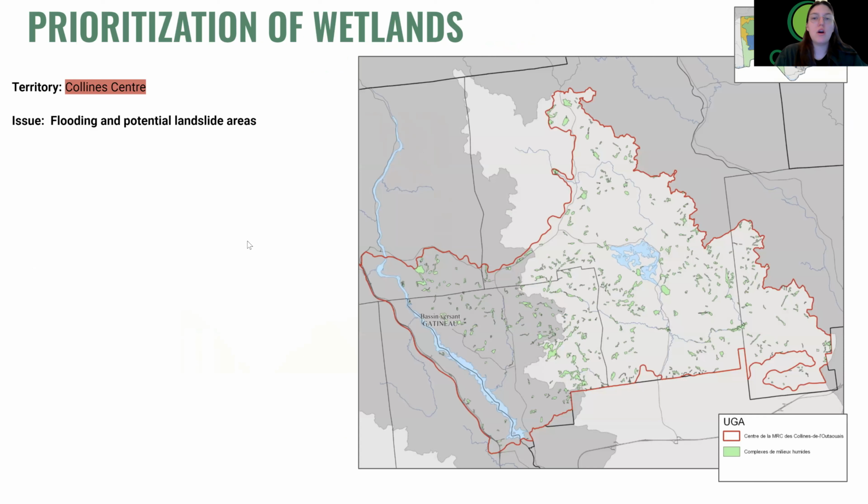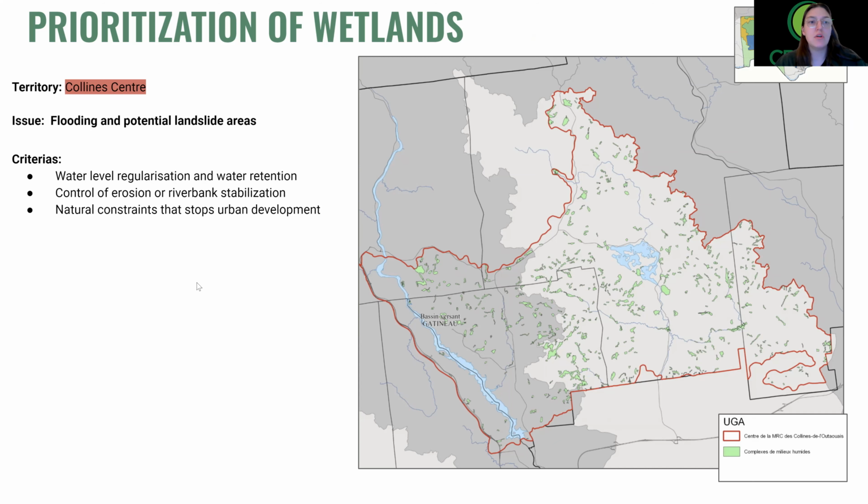Well, first here on the map, you can see all the wetlands for the UGA of the center of the Collines. And of those issues, only one is not mappable, the demographic growth, as we don't have data for that one. So the only issues that we can look at geomatically are the flooding and potential landslide area.